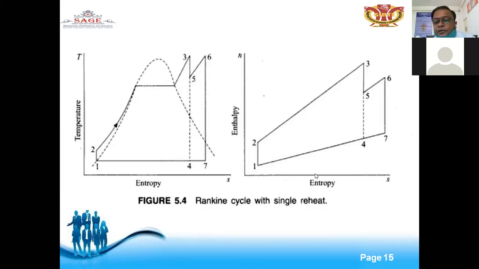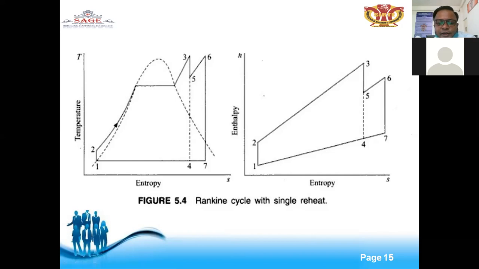Similarly, in the enthalpy entropy diagram, 1 to 2 is the isentropic compression in the pump, and 2 to 3 is the constant pressure heating on the boiler side. 3 to 5 is the first stage expansion in the turbine, the low pressure turbine. 5 to 6 is the reheating done at constant pressure in the ideal case. 6 to 7 is the second stage turbine expansion, and finally 7 to 1 is the constant pressure heat rejection taking place at the condenser side.